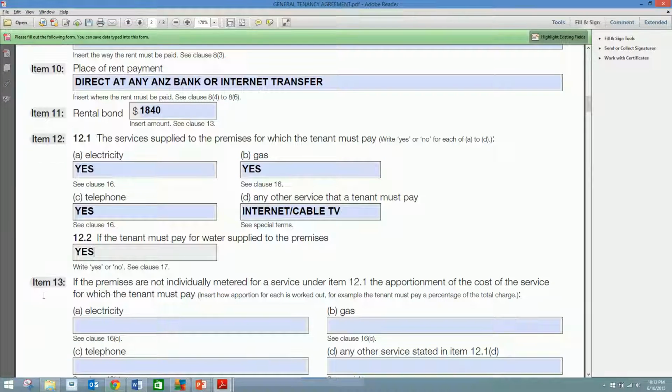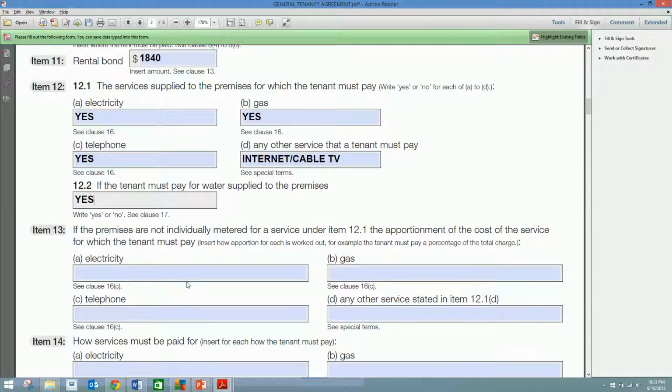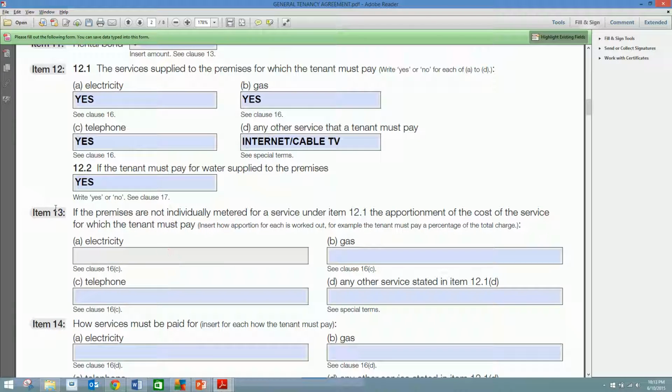Item 13. This is to do with whether or not the house is individually metered. So does that mean that the house has got its own meter on it? If you live in a shared complex, sometimes the meter is all together and it makes it a little bit more complex to work out exactly how much electricity you're all using if it's shared. But for this house, it's not applicable because it is individually metered.